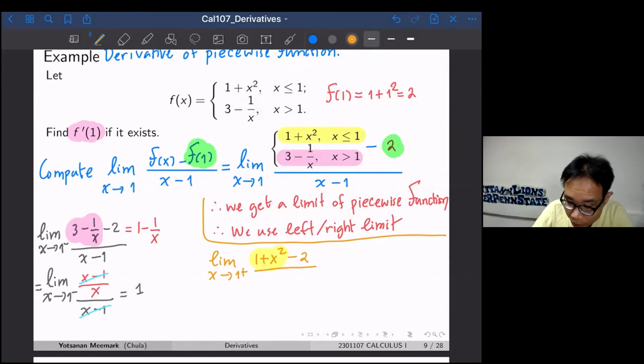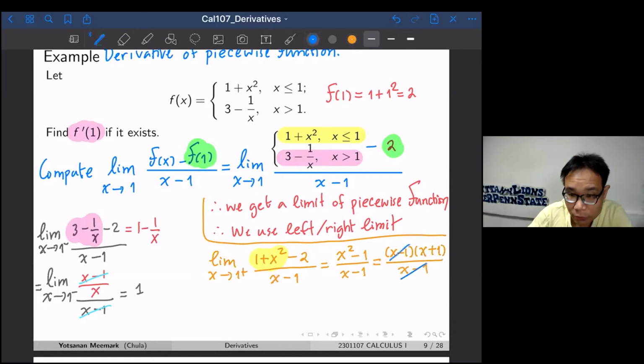x minus 1. So in this case, you get x squared minus 1 over x minus 1. And you factor this as x minus 1, x plus 1 over x minus 1. And x minus 1 and x minus 1 cancel. So let me mark it like this. Okay, so we cancel both of them out and you get the limit equal to 2.